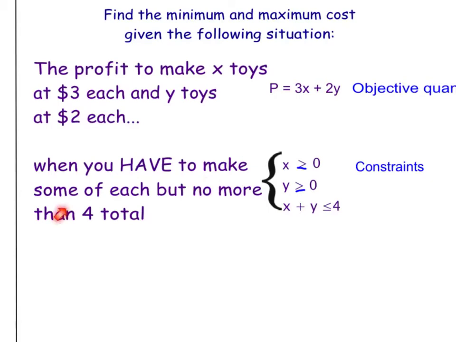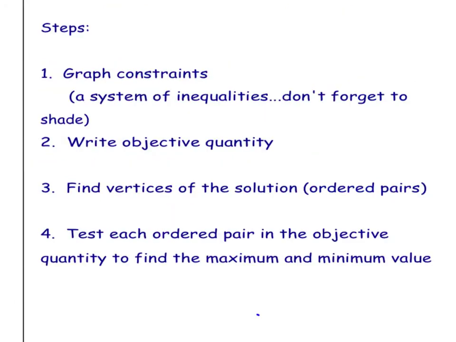So you have to make some of each but no more than 4. So we can write that X is greater than 0 because we have to make at least some of them. We have to make at least some of the Y, but we can't make more than 4 total. So these are the constraints. So I have both of these written for you today. In the future, you're going to have to write them yourself. Again, just take a second to write this down.